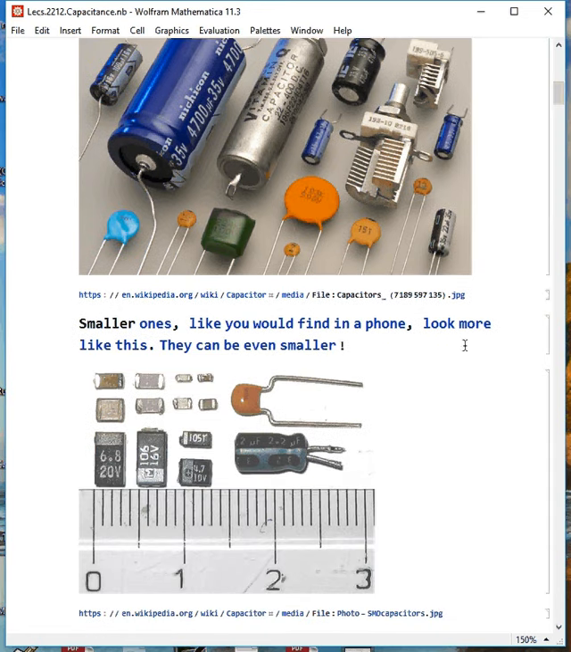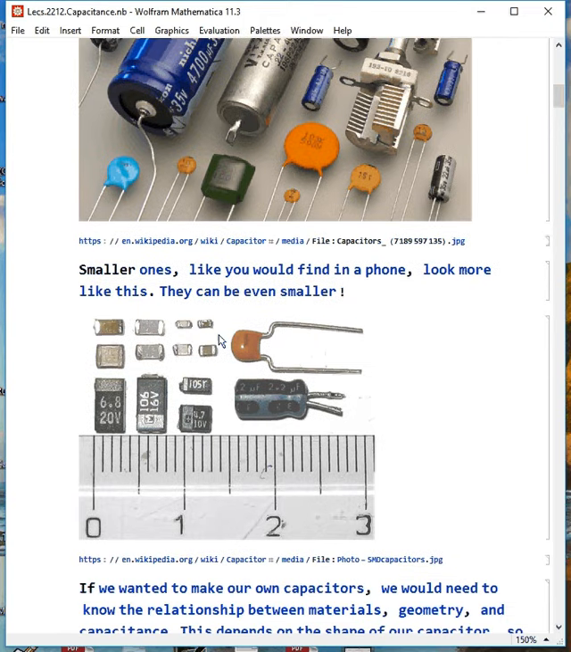There are much smaller capacitors available. What you would find inside your phone if you opened it and you could recognize it, they would be this size or smaller because they can be really incredibly tiny.